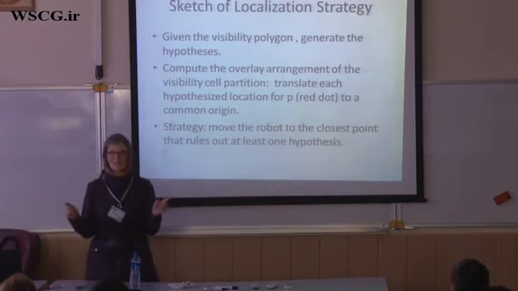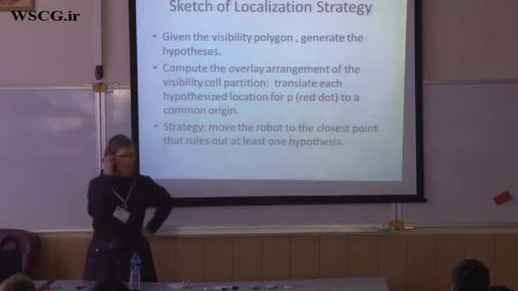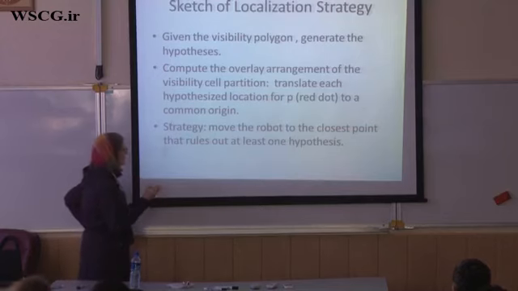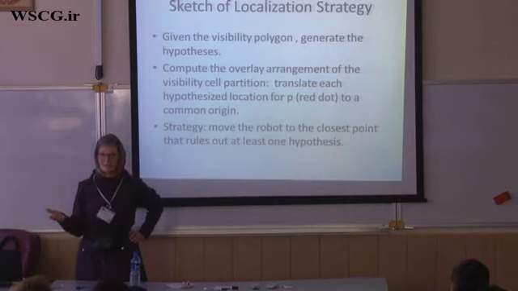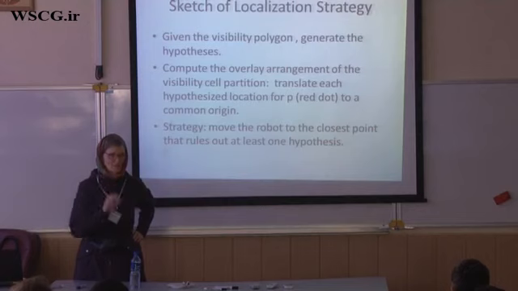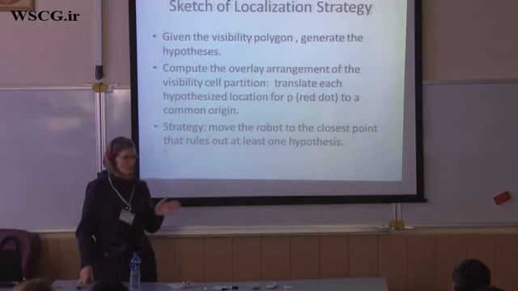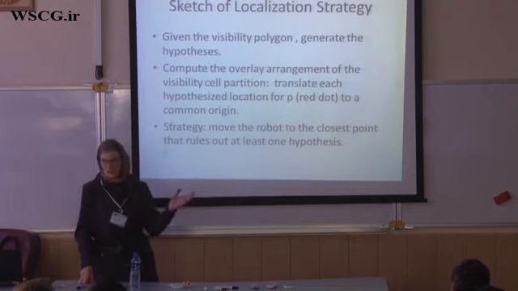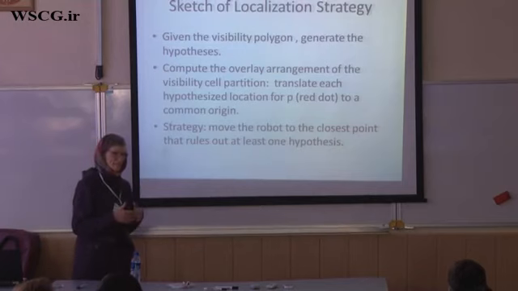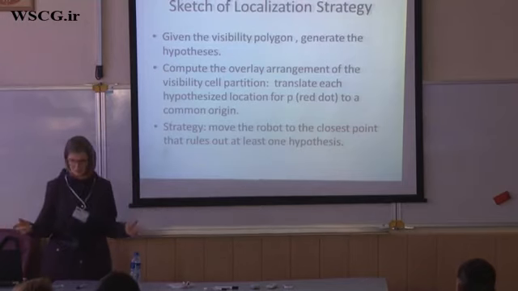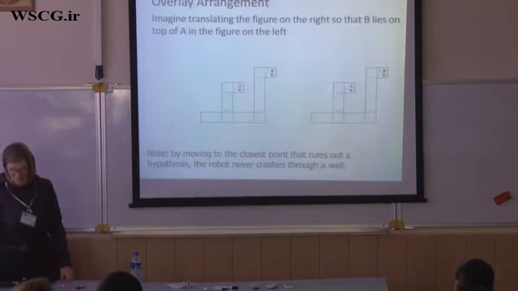And then here's the simple greedy strategy. And we were absolutely astounded when this turned out to work. You simply move the robot to the closest point that rules out at least one of the hypotheses. So it's going to be on the boundary of one of these cells in the overlay arrangement where you get some information that allows you to say, okay, I'm not in hypothesis B. That rules out at least one. So you don't try to rule out as many hypotheses as you can or anything like that. Just move the closest place that eliminates at least one hypothesis. That's the strategy.